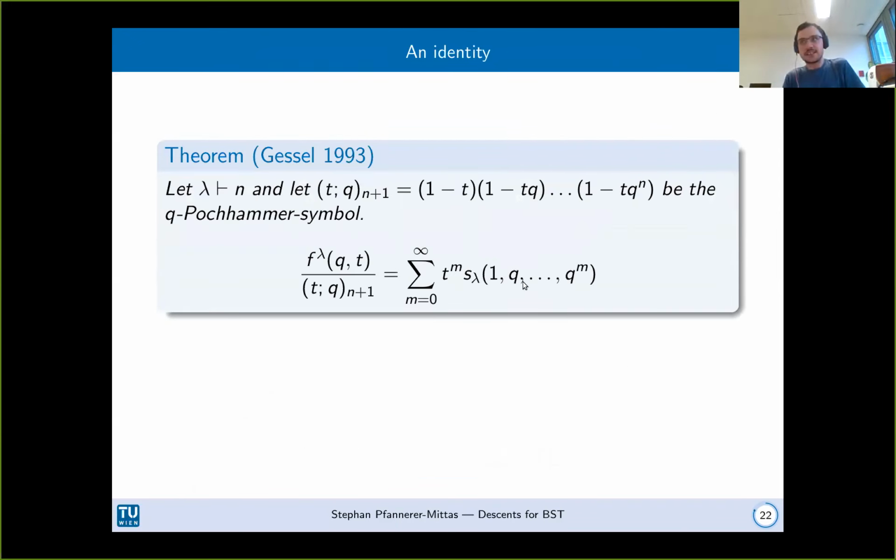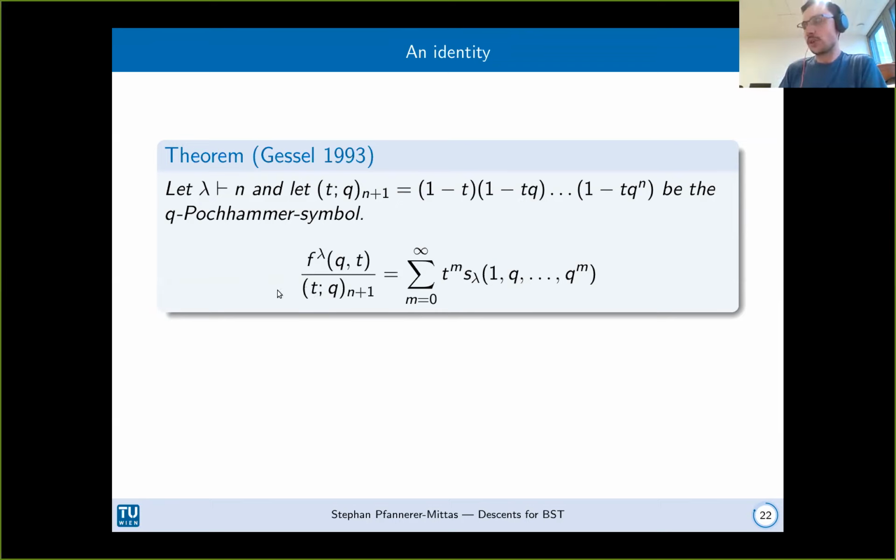There is a nice identity that you can get from a paper of Gessel from the 90s that relates the generating function that we are interested in, this f lambda q t, together with a generating function, a sum over the Schur functions where we plug in powers of q for the x's. And then we have here this t to the power of m. And then we divide by something that's called the Pochhammer symbol, or q-Pochhammer symbol.